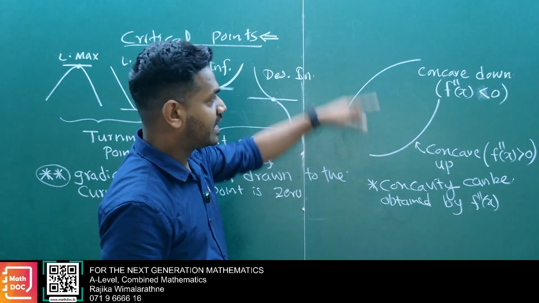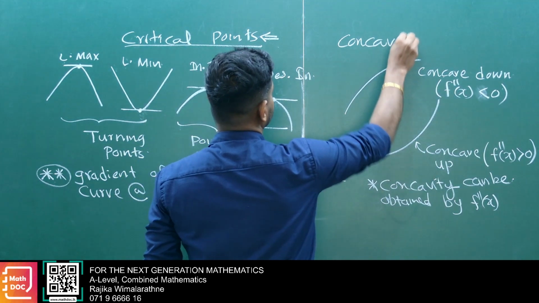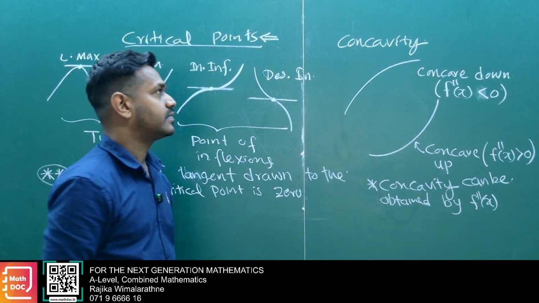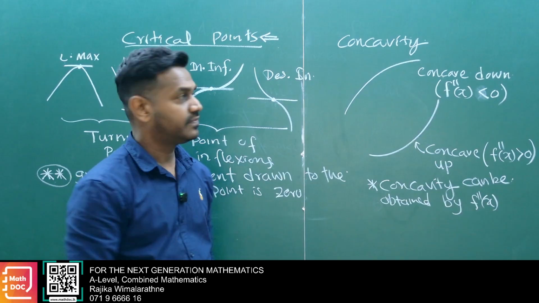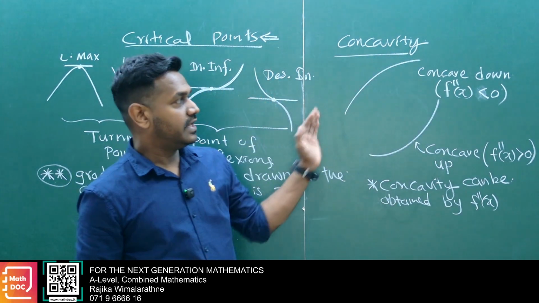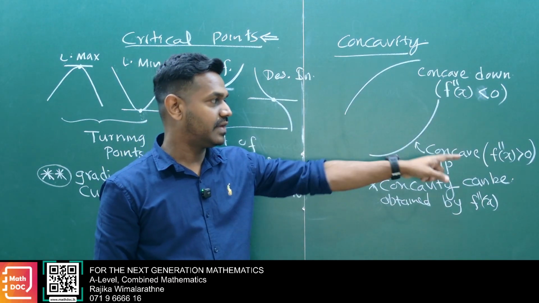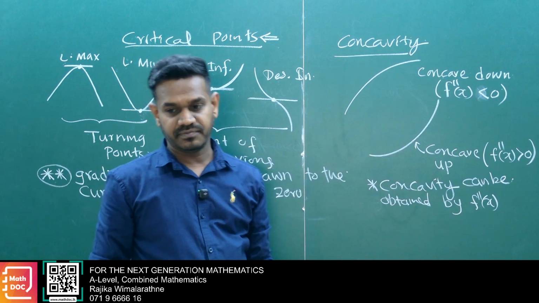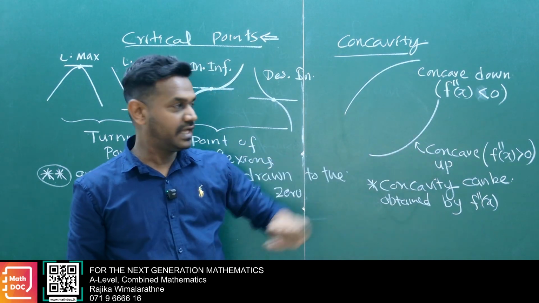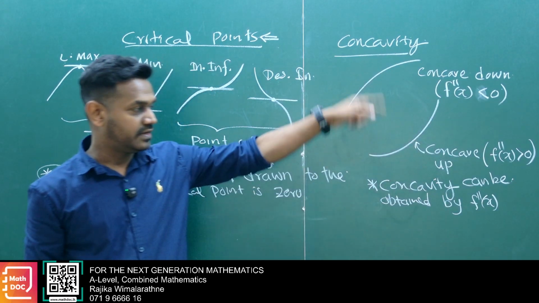Okay, put that on as well. Concavity. Here concave down, here concave up. Concave up we obtain by the second derivative, concave down also we can obtain by the second derivative. Then up case, positive second derivative; down case, negative second derivative. Okay, put them.